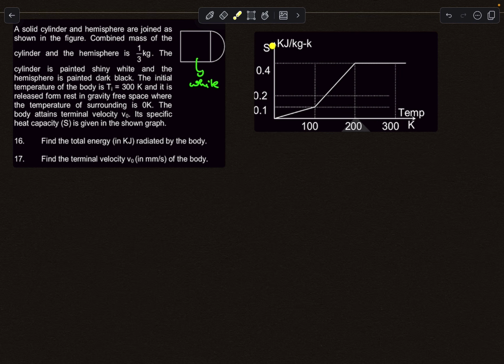The graph of the specific heat of the solid and the temperature of the body is given as this particular function over here, and we have to determine the total heat energy. So the total energy basically in kilojoules radiated by the body, also the terminal velocity V0 of the body.